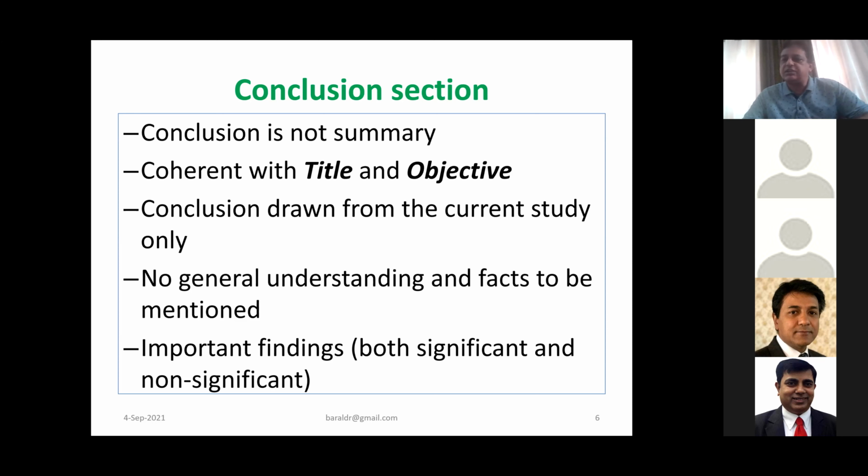And no general understanding and facts that are already known should be mentioned there, that is not your research project, that is not your conclusion. Important findings, both significant and not significant, should be mentioned there if they are important for your field of study. It means you should not hide your findings, because that may be more important for further research to carry out. That has already been mentioned in the discussion section, but you can write one sentence for that.